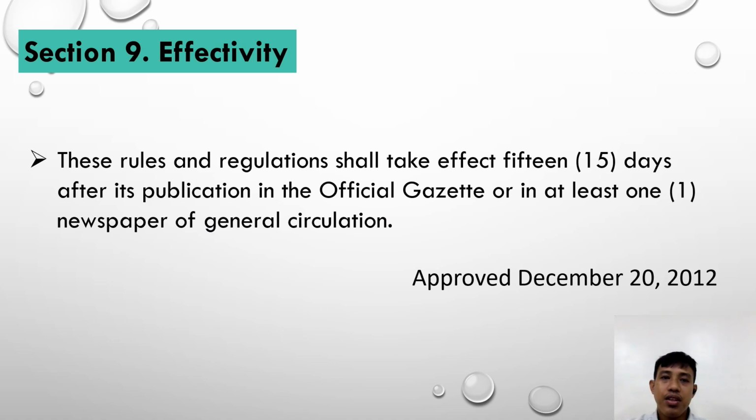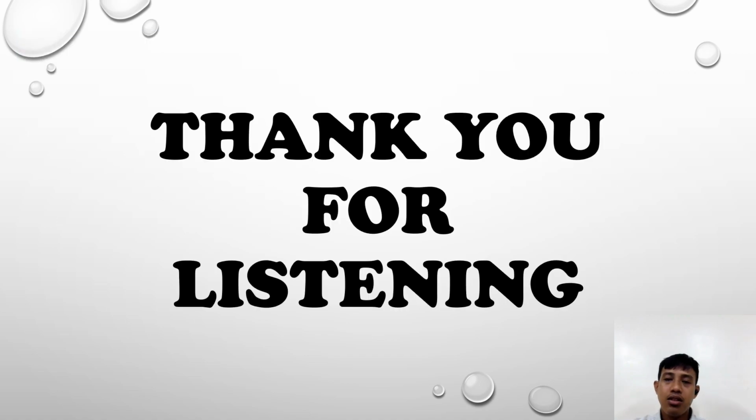Then, Section 9, the effectivity. It states that these rules and regulations shall take effect 15 days after their publication in the Official Gazette or in at least one newspaper of general circulation. This is what we first discussed a while ago. Any law that will be published in a newspaper or in the Official Gazette will take effect after 15 days. So okay, that's all about RA 8190, or the localization law.